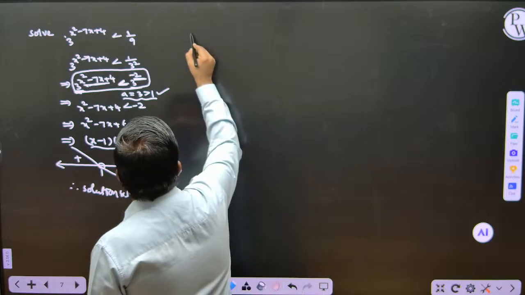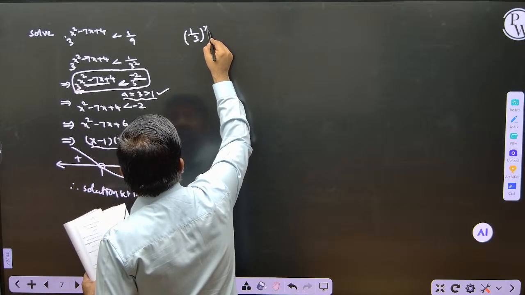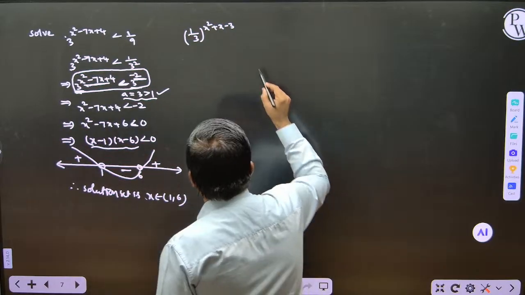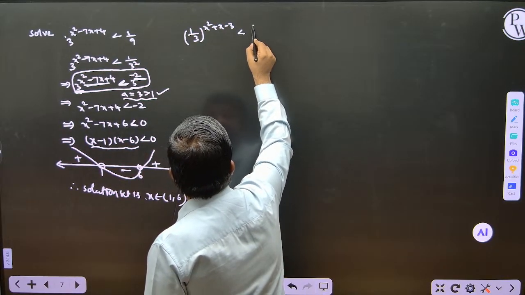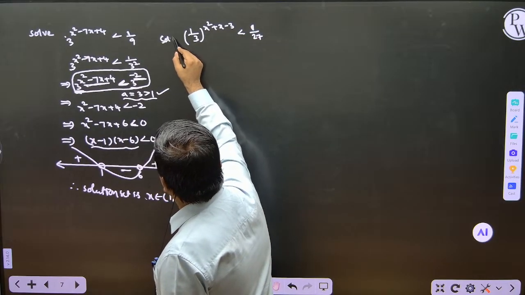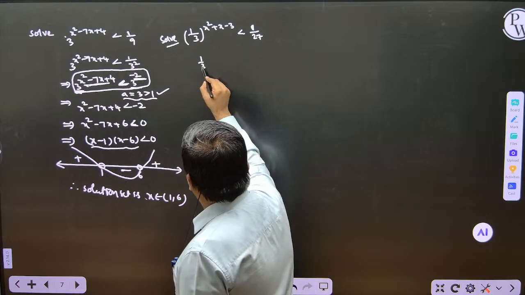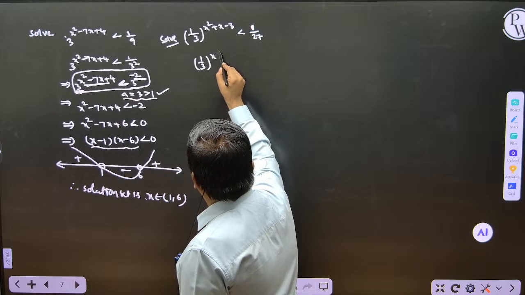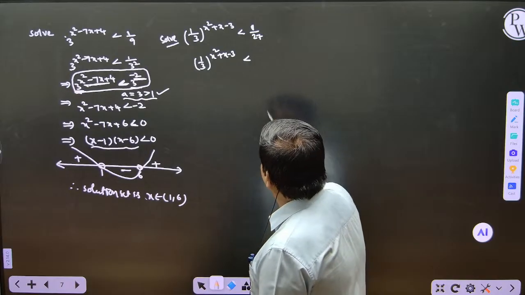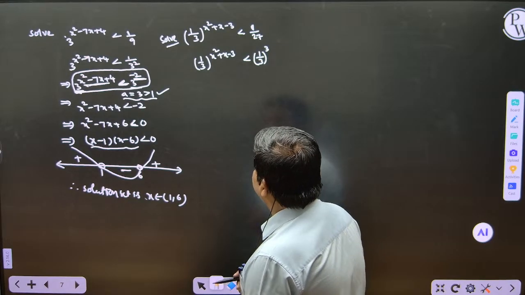Similarly, if you take 1 by 3 whole power x square plus x minus 3 less than 1 by 27, solve this one. So that is written as 1 by 3 whole power x square plus x minus 3 less than, this 1 by 27 is written as 1 by 3 whole cube.